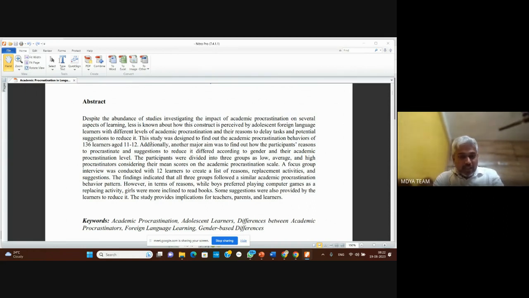After that there is a line, this study was designed to find out academic procrastination. Here you give the objectives and aims in two or three lines, right? And after that you will give the methodology. You explain it in a very brief or summarized form, and after that you will give your results and conclusions at the end. So this is what the abstract is about.